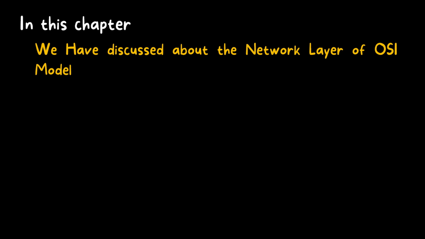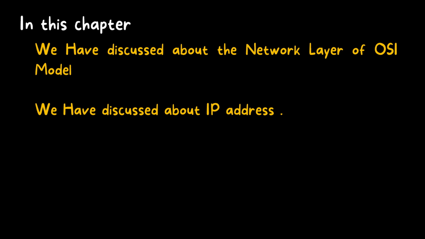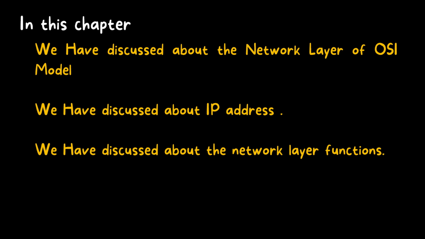So in this chapter, we have discussed the network layer of the OSI model. We have discussed the IP address. And finally, we have discussed the network layer functions.